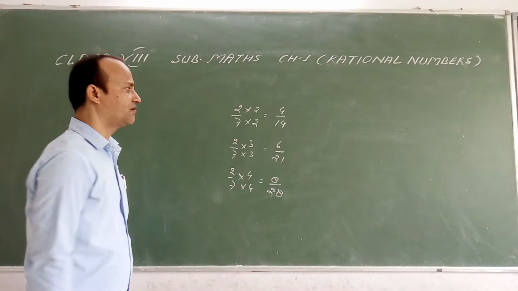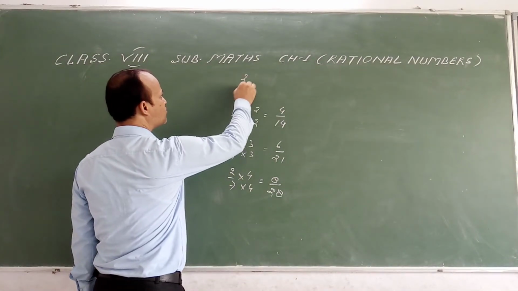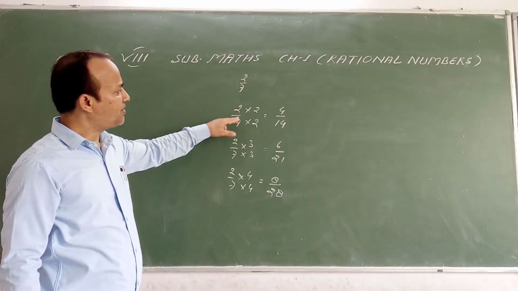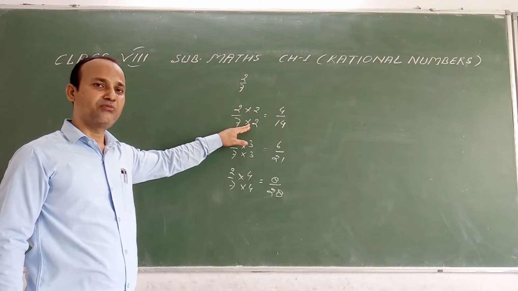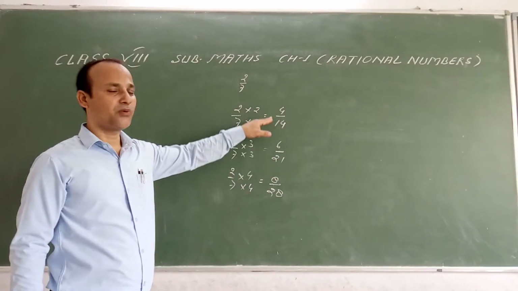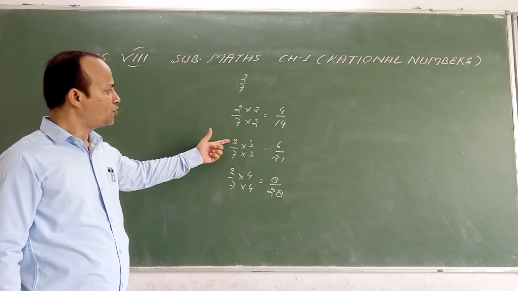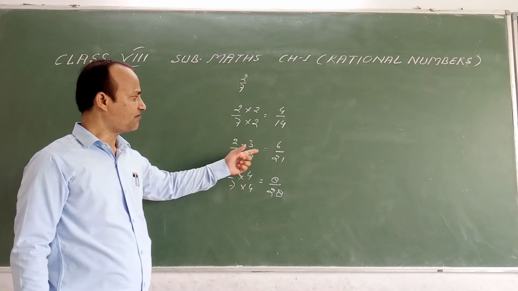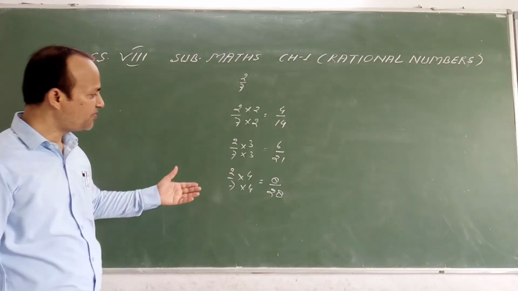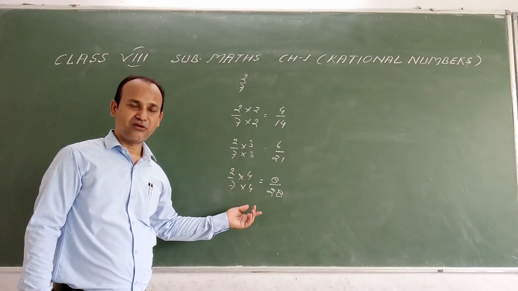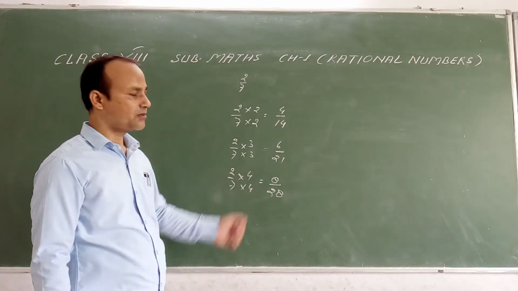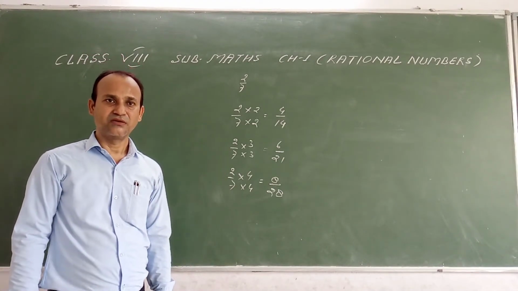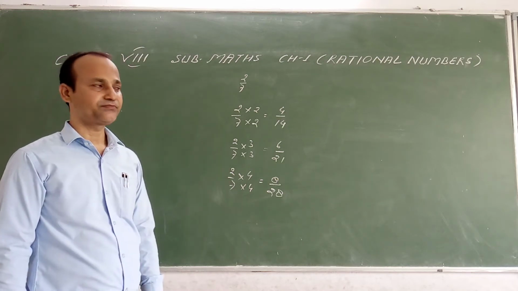That means the first number was 2 upon 7. Next equivalent fraction will be 2 upon 7 multiplied by 2, denominator and numerator both, that will give 4 upon 14. Next one will be 2 upon 7 multiplied by 3, that will give 6 upon 21. Next one will be 2 upon 7 multiplied by 4, that will give 8 upon 28. These are the three equivalent rational numbers, which are equal to 2 upon 7.